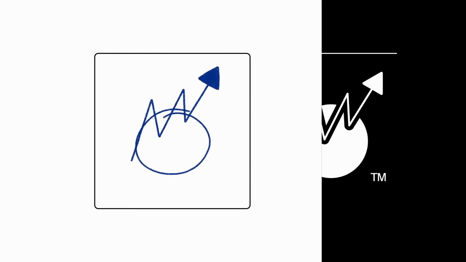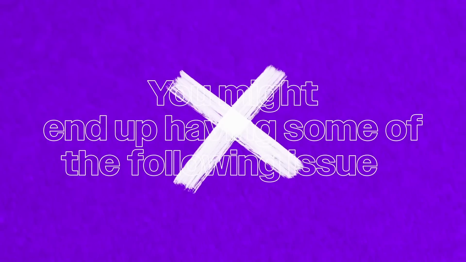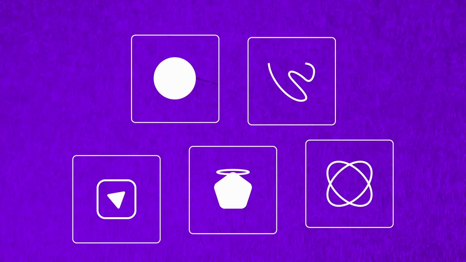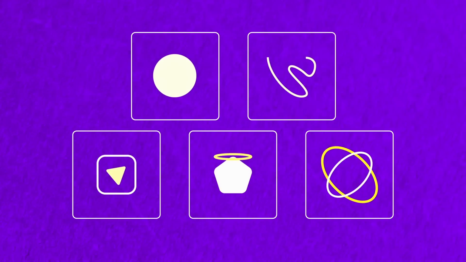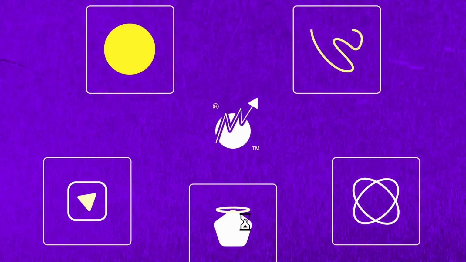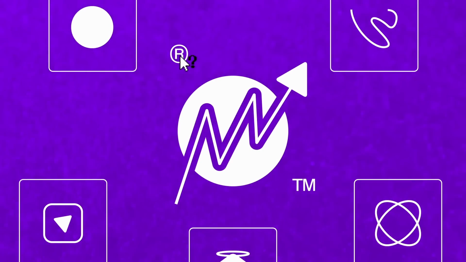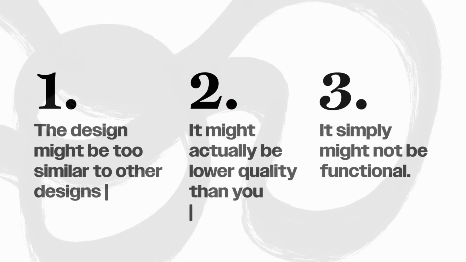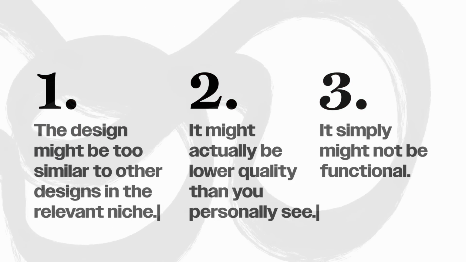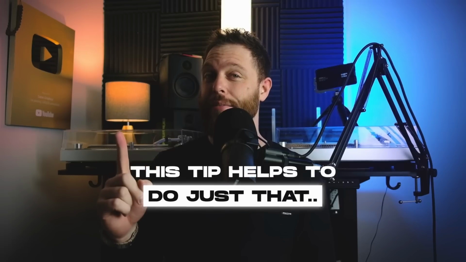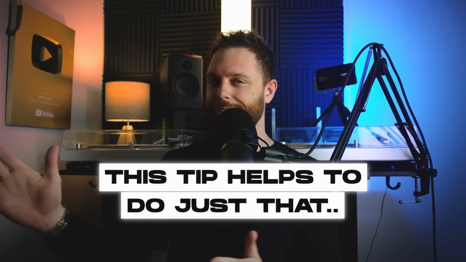When you've generated an awesome logo design concept or you have a final design, you might end up having some of the following issues. The design might be too similar to other designs in that relevant niche. It might actually be lower quality than you can personally see, or it simply just might not be functional. These three traits are all entirely negative and you want to avoid them at all costs. And my tip actually helps to do just that.